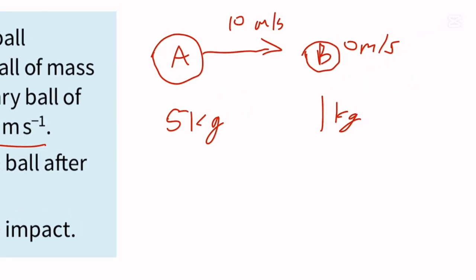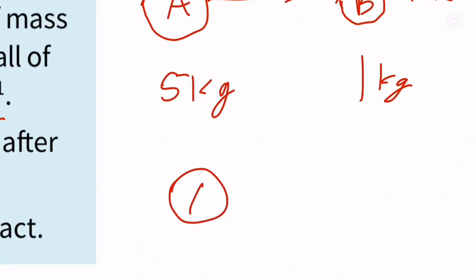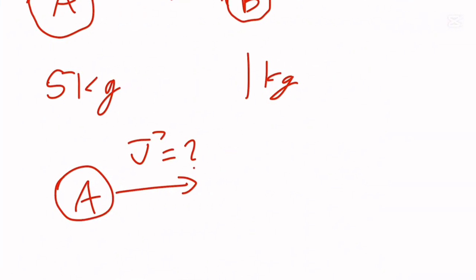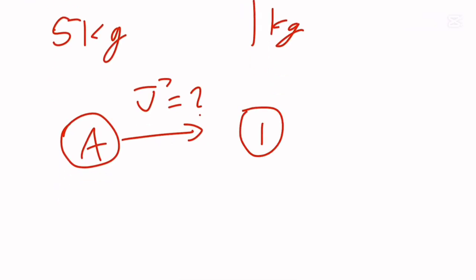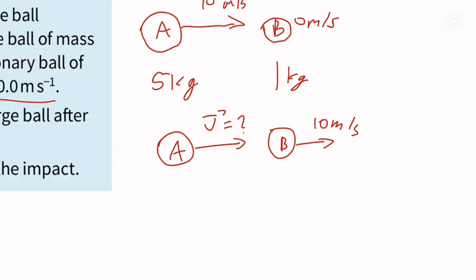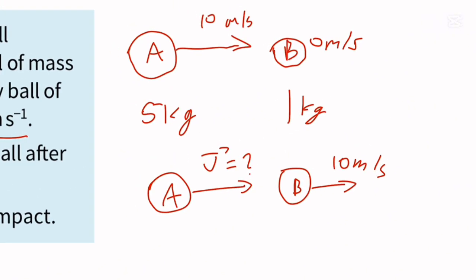And this is before the collision, and this is gonna be after the collision. We don't know this velocity. This 5 kg, and then this ball B will be moving at about 10 meters per second. This is 1 kg. Alright, so we have to find a V here.